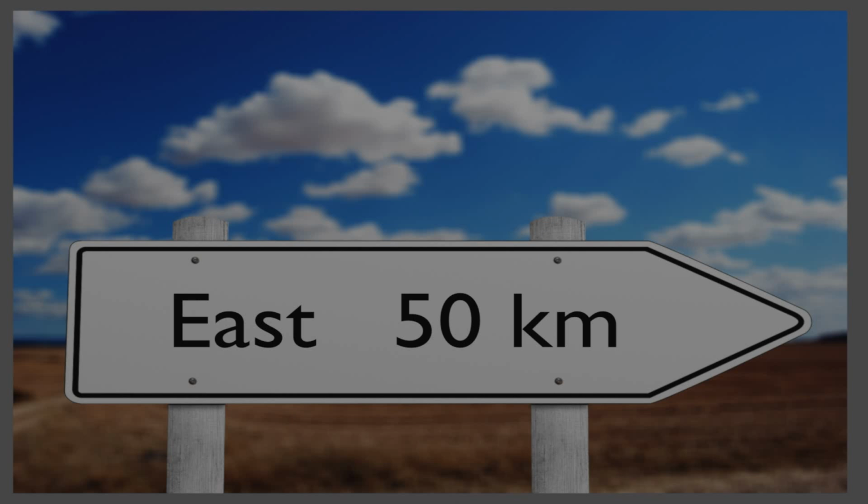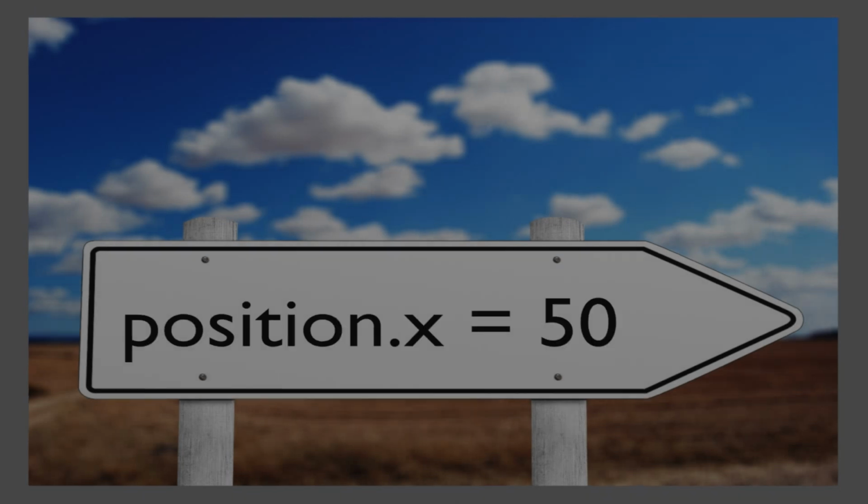Here is an illustration. What does the arrow tell us? The arrow shows the direction east, and the distance is 50 kilometers. So, in other words, the arrow is a vector. In terms of our GDScript language, the sign would look something like this.